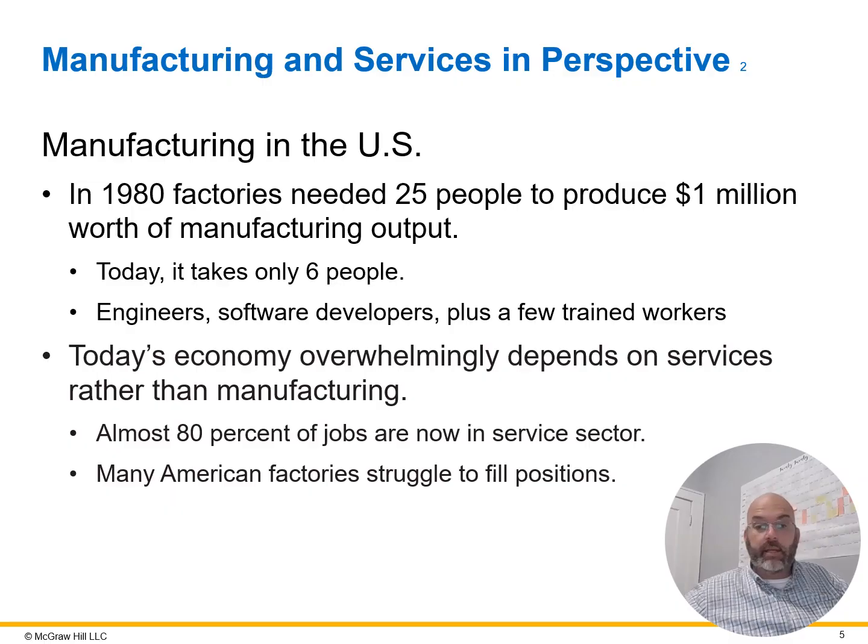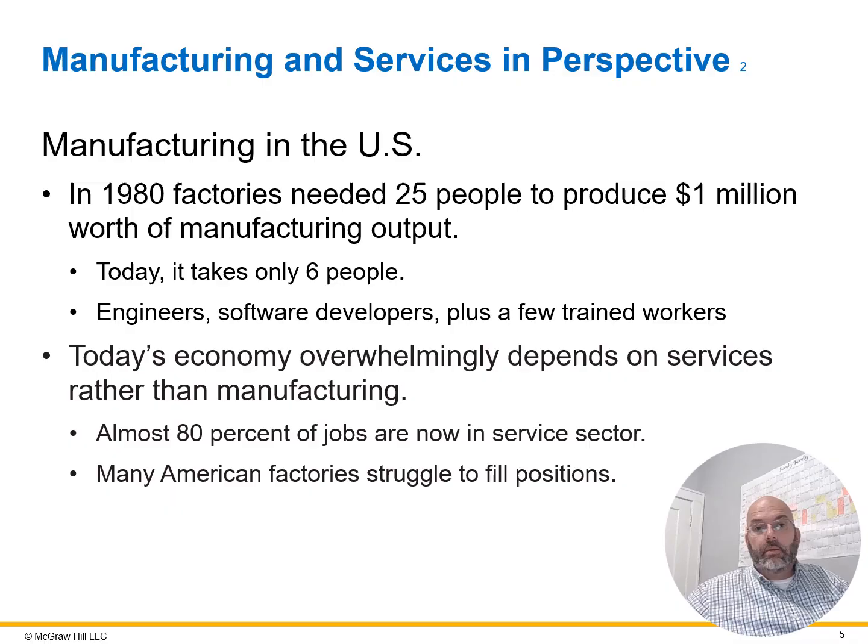So if you think about that number, in 1979 you had 20 million people. In 2021, you had 12 million. So you have a massive decrease in the number of people working, but at the same time, a significant increase in the productivity each of those workers are producing. Today's economy overwhelmingly depends on services, right? 80% of jobs are now in the service sector, and many American factories struggle to fill positions. That is the reality.